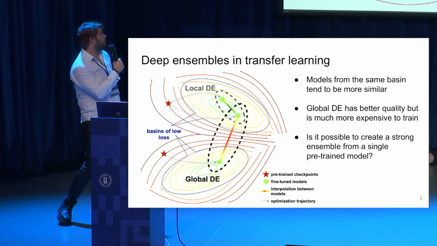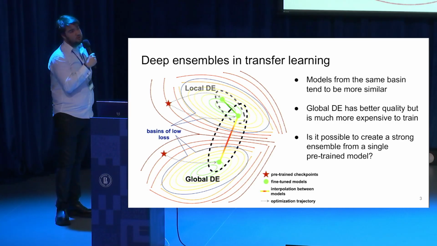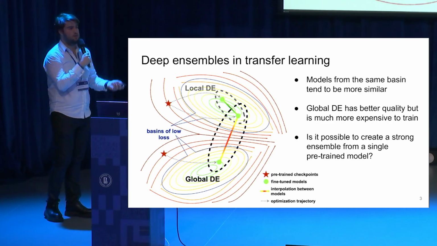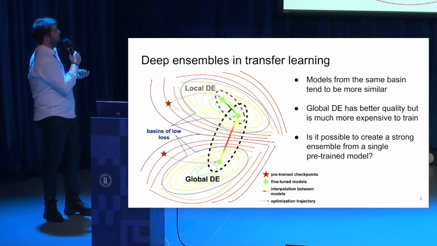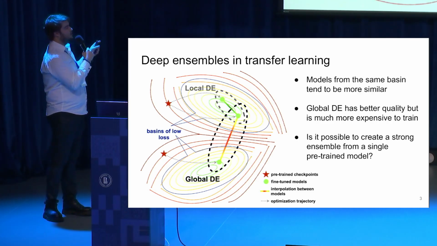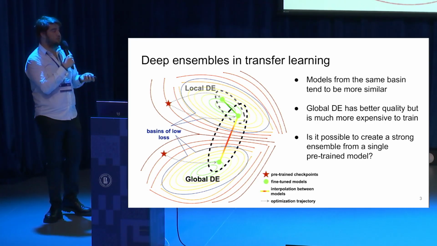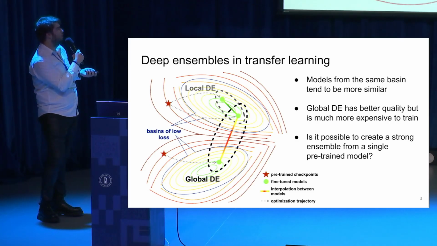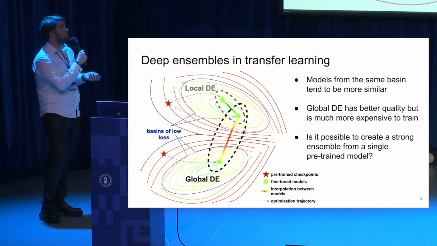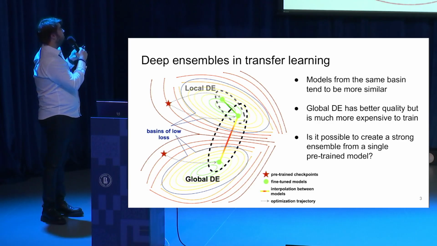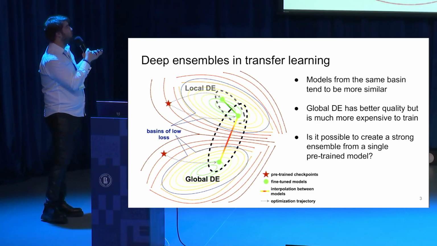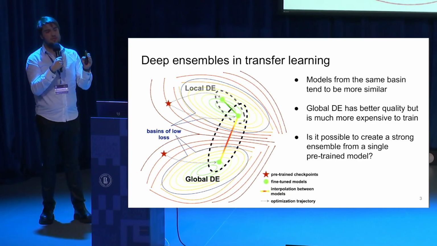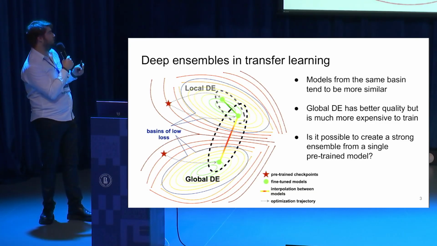When we are talking about the transfer learning setup, there are several ways to construct deep ensembles of neural networks. For those not familiar, this sketch is a sketch of the loss landscape, and these lines show the level lines of the loss function over the weight space. There are two options for how to construct deep ensembles in this setup. The first one is a local deep ensemble, where you have only one pre-trained model, and then you do several independent stages of fine-tuning of this model.